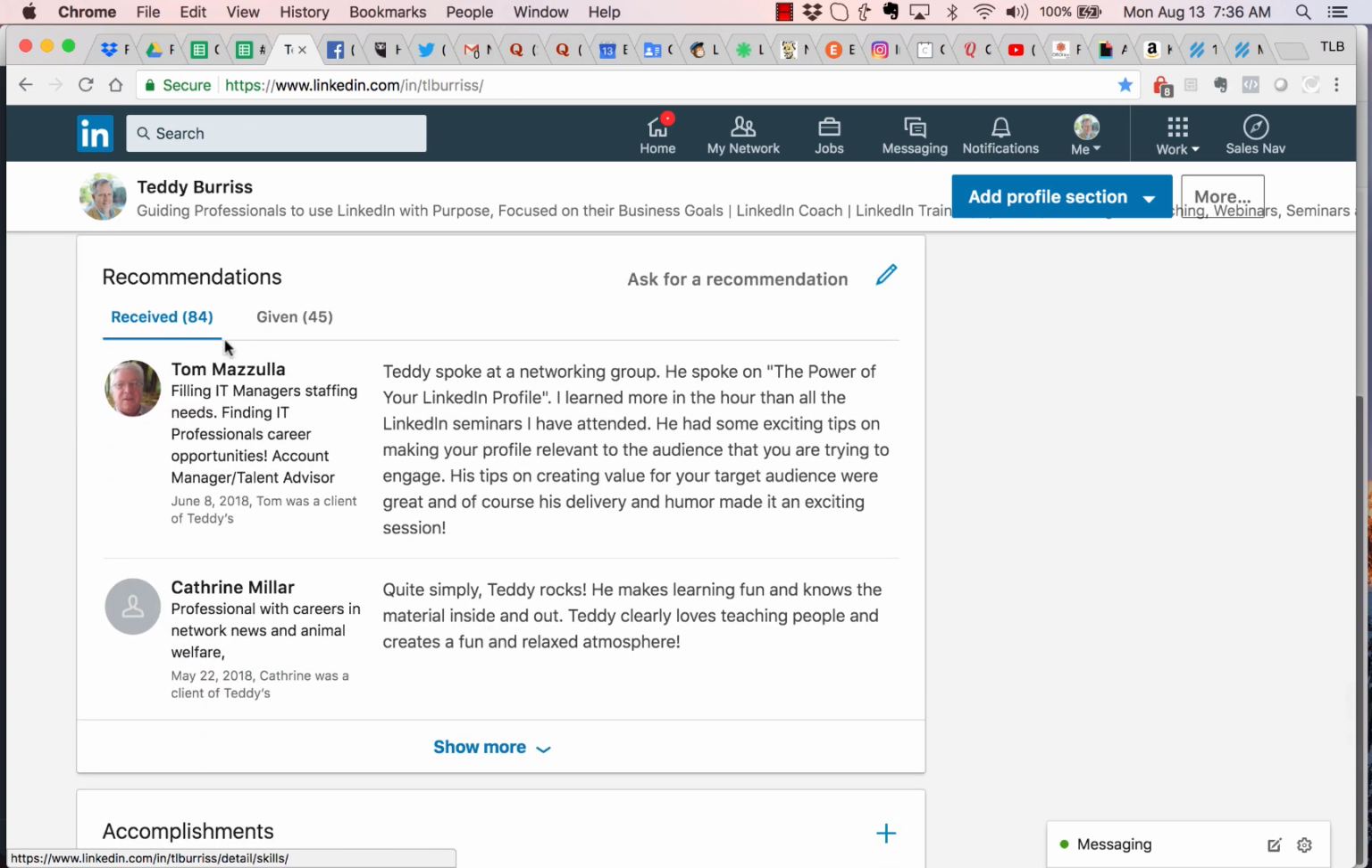Recommendations, you'll notice that recommendations also, you cannot rearrange those. They are going to be presented in the order by date. Most recent is on the top.